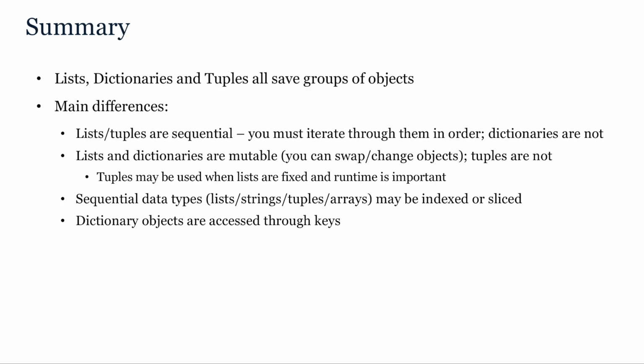So that's the end of this video on lists, tuples, and dictionaries. These structures are all used for saving groups of related objects. The key differences between these objects are that lists and tuples are sequential data structures, whereas dictionaries are not. Tuples are essentially lists that are immutable, so this makes them faster to index, which can be useful when runtime is important. Sequential data types such as lists, strings, tuples, and arrays may be indexed, sliced, and iterated through in order. On the other hand, dictionary variables are accessed through keys.